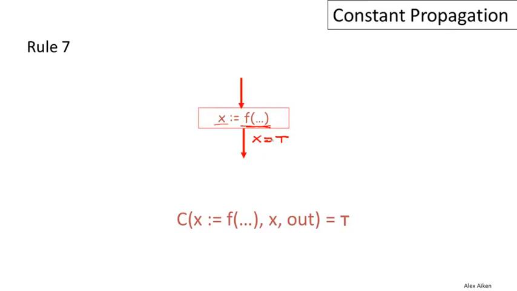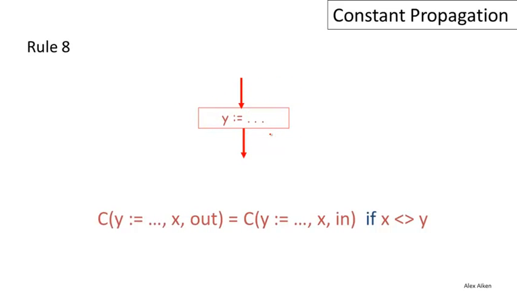And once again, Rule 5 takes precedence. So if Rule 5 applies, then we would use that rule instead of Rule 7. But if control can reach this statement, so up here x is equal to some constant c, or x is equal to top, then we'll apply Rule 7 and conclude that x is top after the statement.